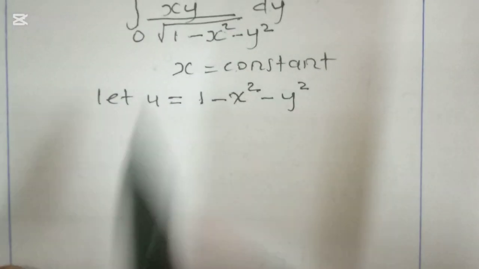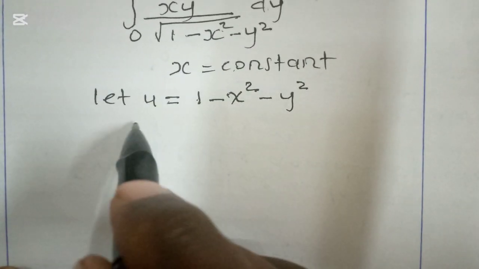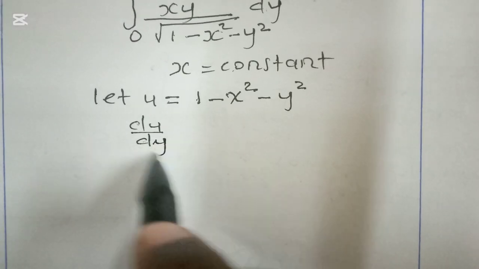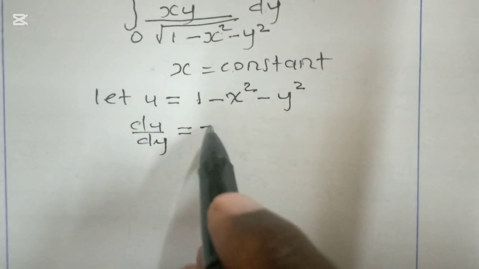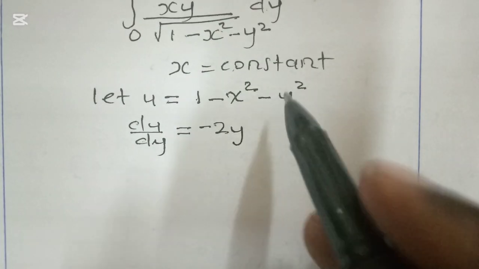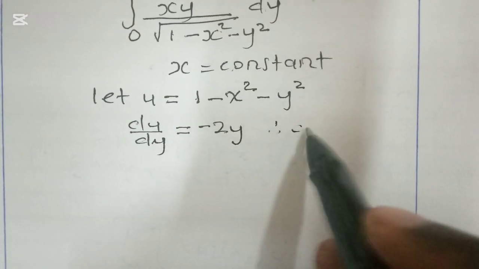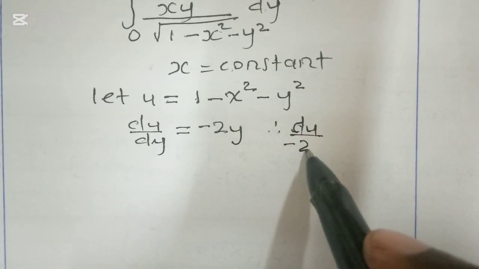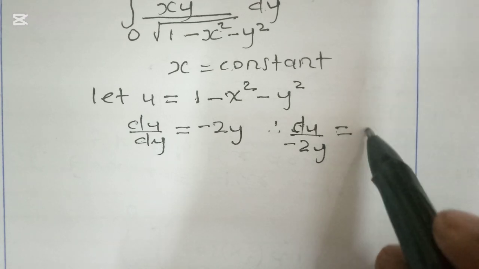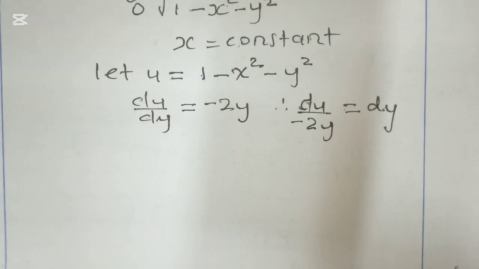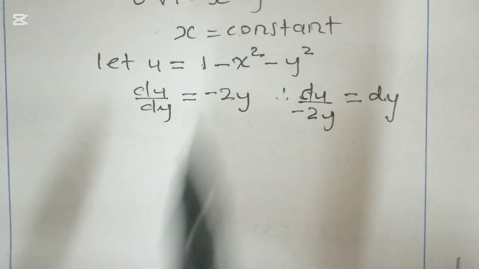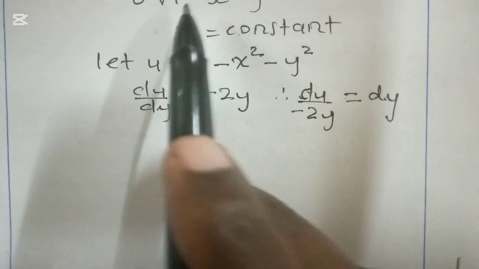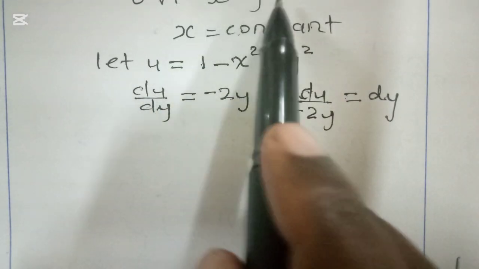We substitute with u, and so we are going to have du over dy. This one then gives us negative 2y, like that. And so therefore du over negative 2y gives us dy, like that. And so guys, we come here and now replace that for this equation. So we shall replace for dy and replace for 1 minus x squared minus y squared.